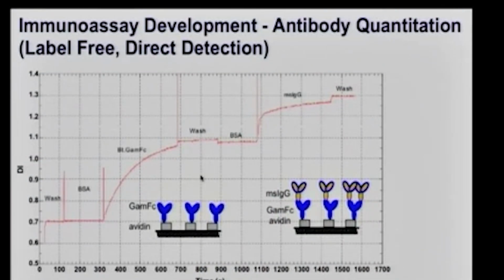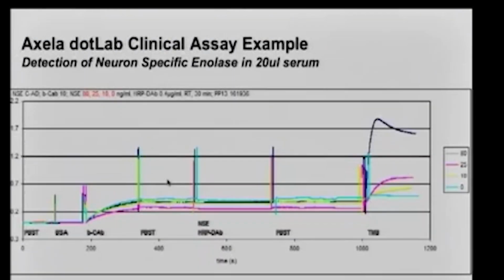And what do you have on this one? So yeah, this is just antibody quantitation, showing a slightly different surface. This is avidin with a GAM FC in there. It's not different from the other one, so I'll pass by it.